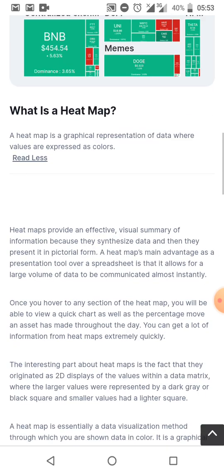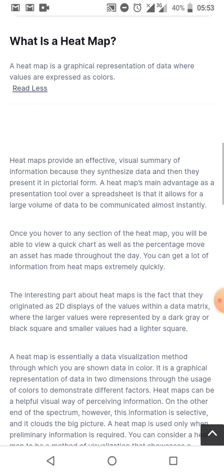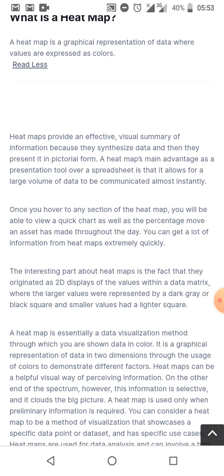More on these notes here. It says heat maps provide an effective visual summary of information because they synthesize data and then present it in pictorial form. The main advantage of a heat map as a presentation tool over a spreadsheet is that it allows a large volume of data to be communicated almost instantly.